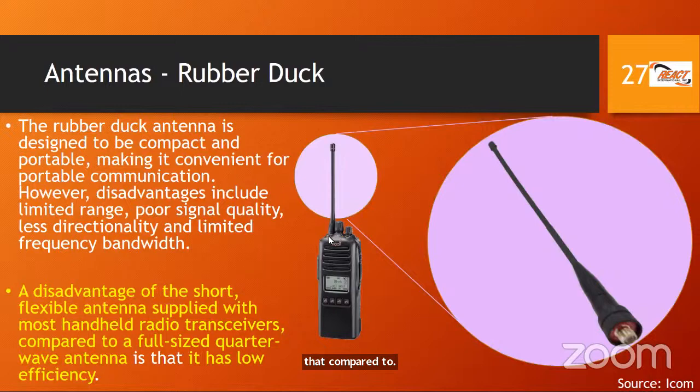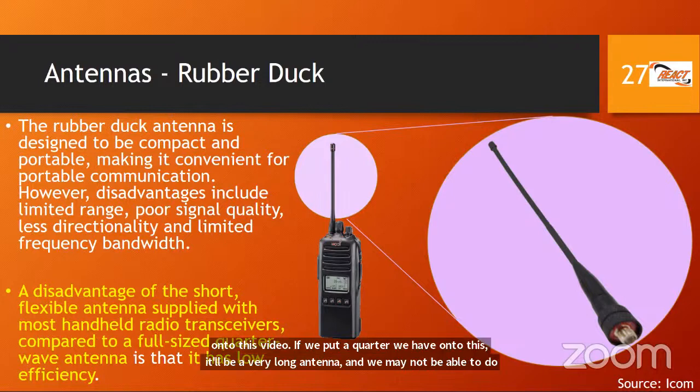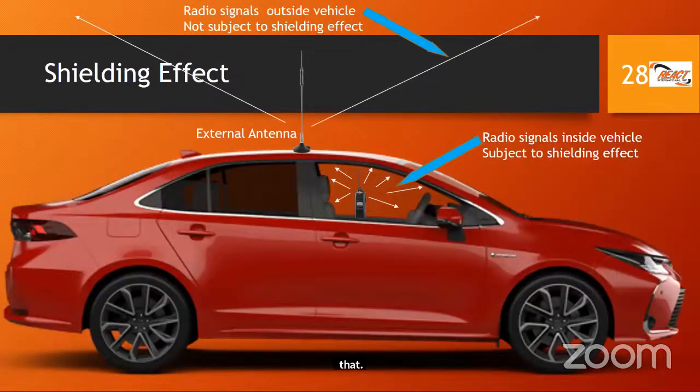If we put a quarter wave onto this, it'll be a very long antenna and we may not be able to do that. It's not going to be very practical. So this is the exam question. Let's move on and talk now about the shielding effect. What is the shielding effect?